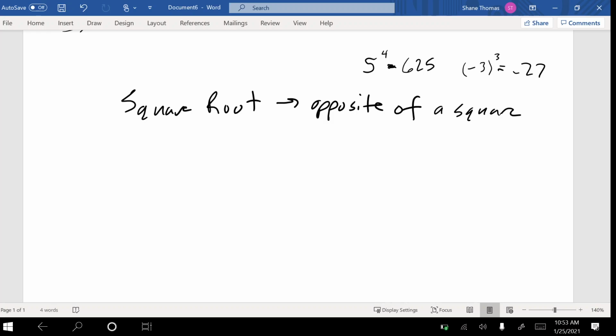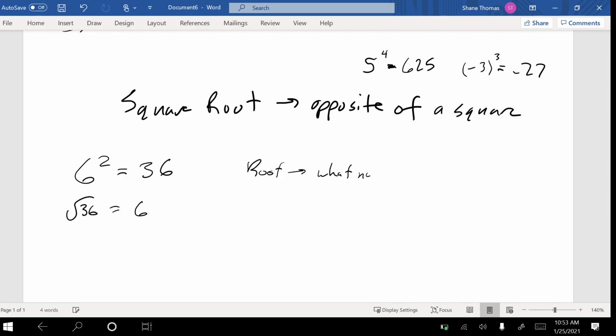So if I have 6 squared, what's 6 times 6? 36. What's the square root of 36? See how they're opposites?